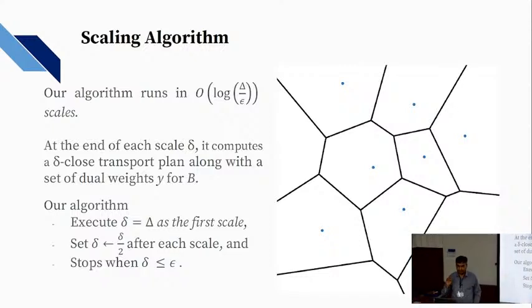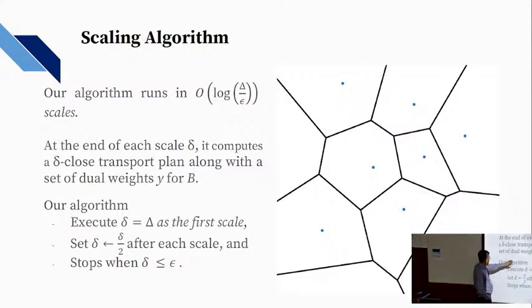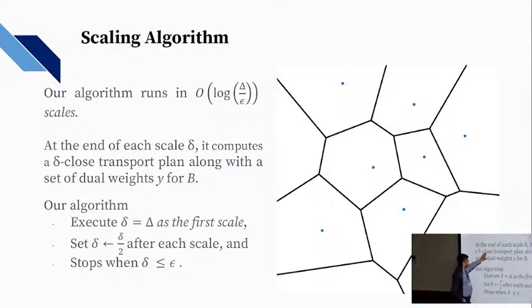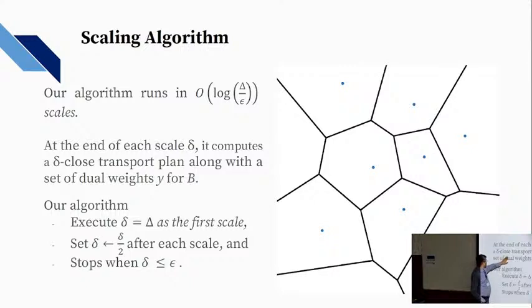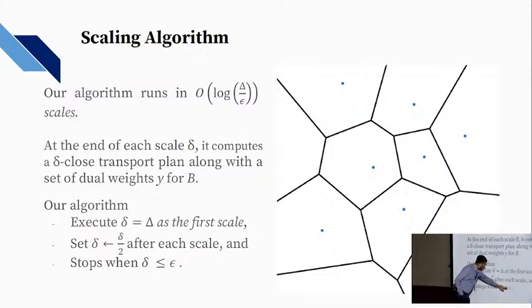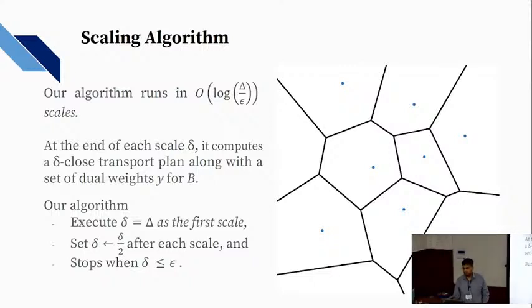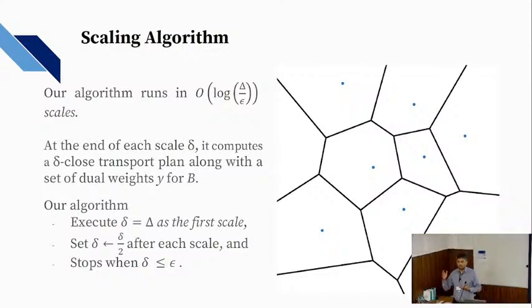What do you do inside each scale? You compute a set of weights for B and a delta-close transport plan. That's our goal. Within each scale, you take the weights that you computed in the previous scale and update them to get a delta-close transport plan for this scale. So at the very end, when you fall below epsilon, you have an epsilon-close transport plan. Delta-close basically means that the cost of your transport plan is an additive error delta away from the optimum.